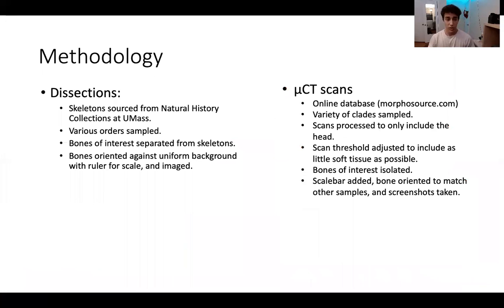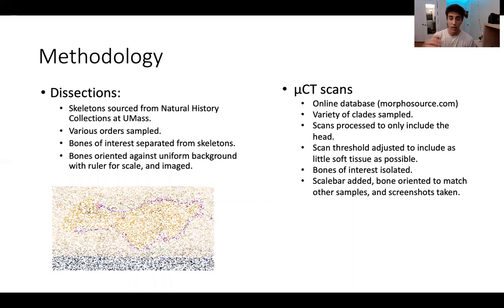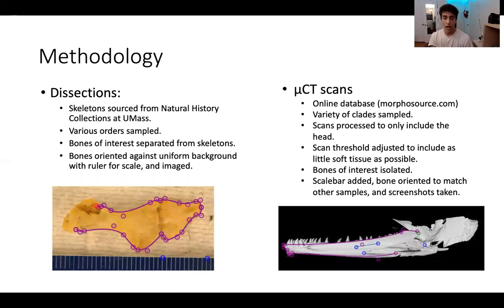And so to answer some of these questions, I've done a couple things. I've sourced skeletons from the natural history collections at UMass, and taken CT scans off morphosource.com. And in both cases, it's a pretty simple task of isolating the bones of interest, placing them on a blank background with a scale bar, and then orienting them the same way. Then I take these photos of them and upload them to StereoMorph in R so I can upload a landmark scheme, which are these points that you see all around them.